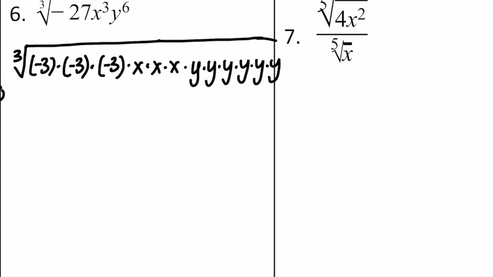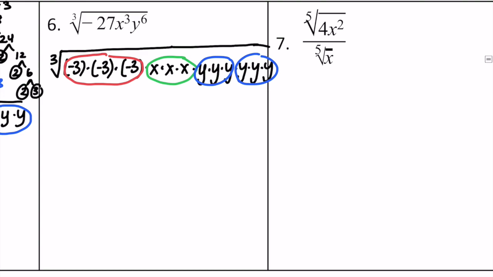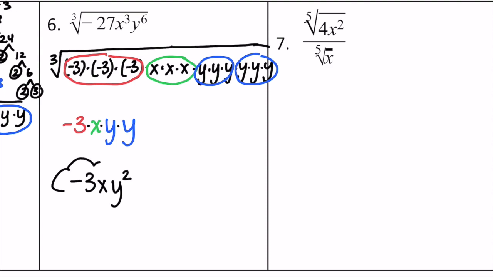Alright, I'm circling groups of 3. I have a group of 3 negative 3's. I have a group of 3 x's, and I have 2 groups of 3 y's. And so when I take all those things out, that's everything inside. I'm going to end up with negative 3 on the outside. The cubed root of negative 3 cubed is negative 3. And then I have 3 x's, so I have an x on the outside, and 2 y's being multiplied together. All these things are being multiplied together, and to simplify, I just bring my y's together to be y squared, and this is my answer.